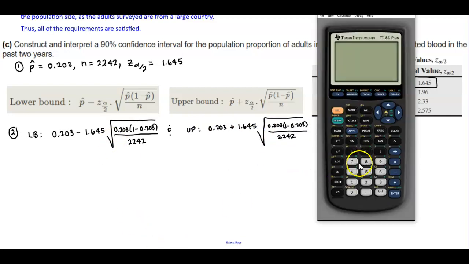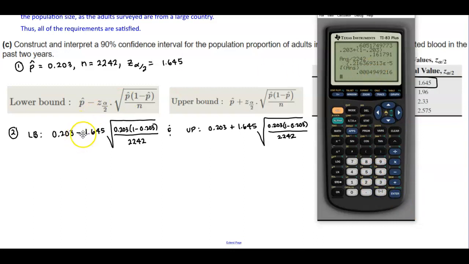use our calculator. Again, we're going to follow the order of operations. We take 0.203 and multiply that by 1 minus 0.203, then hit enter. Then we divide it by the sample size of 2,242. Now that we have an answer, we take the square root of that by hitting second square root, and hit enter.